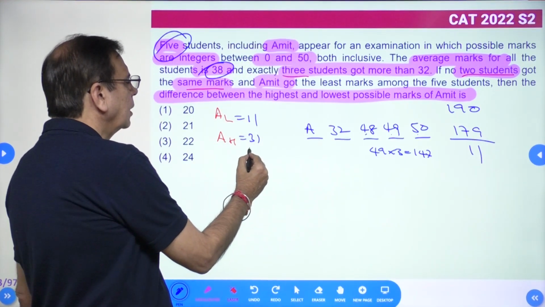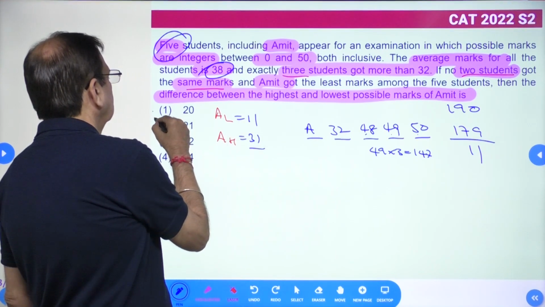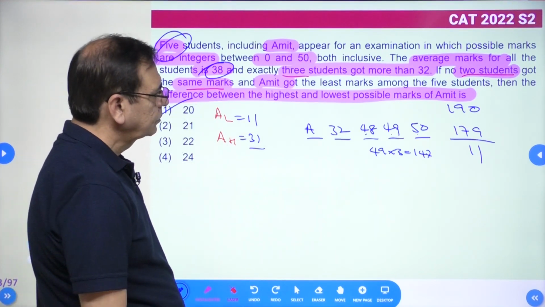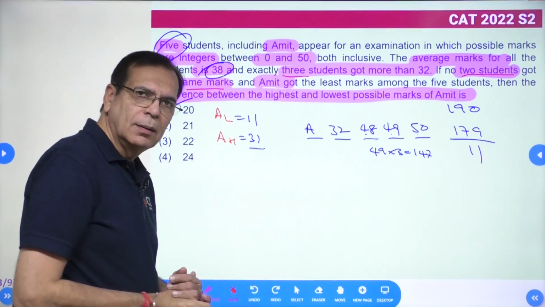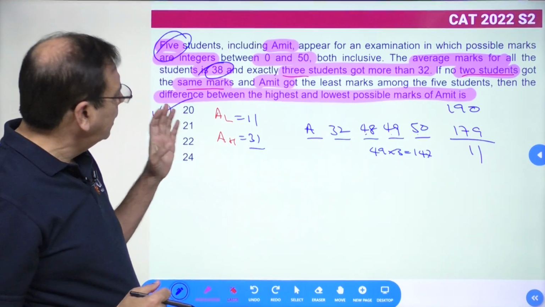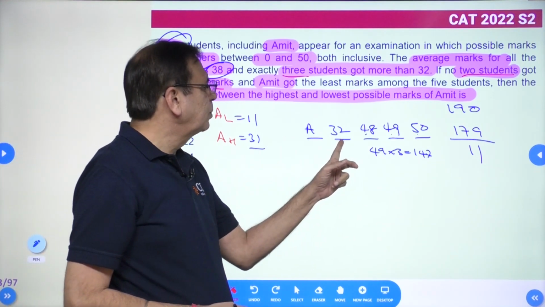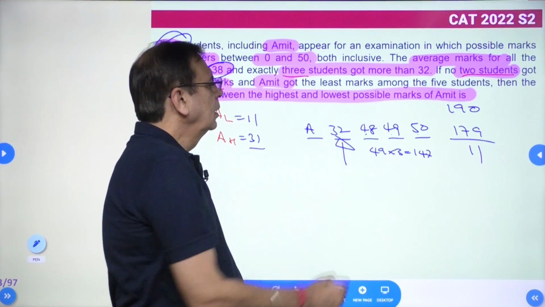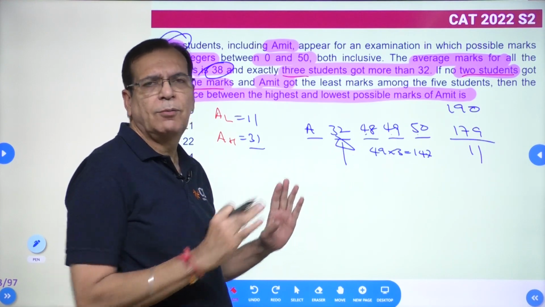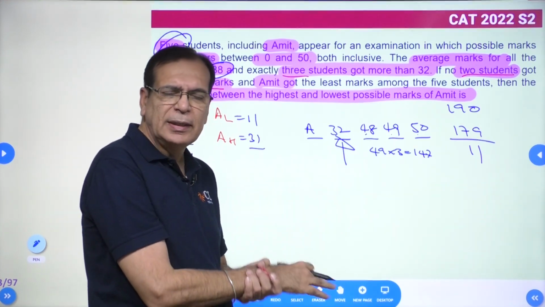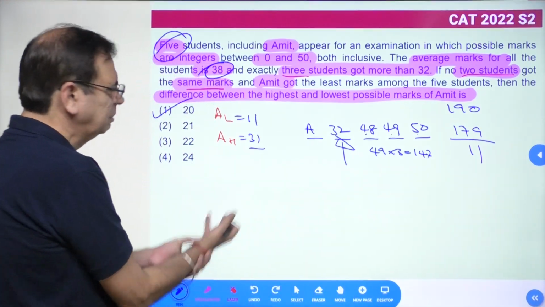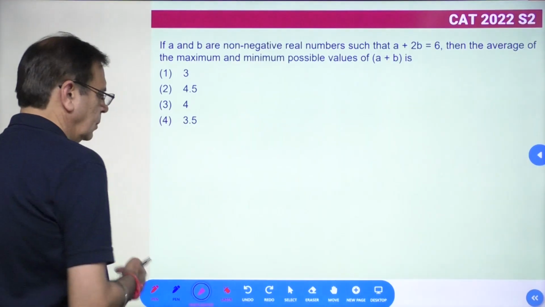So what should be my answer? 31 minus 11, 20. Okay. So this would be the correct way of doing it. And here the only thing which was important was to remember that this person is going to be 32. If you are able to pick up that this is 32, then this is not a question you should be worried about at all.